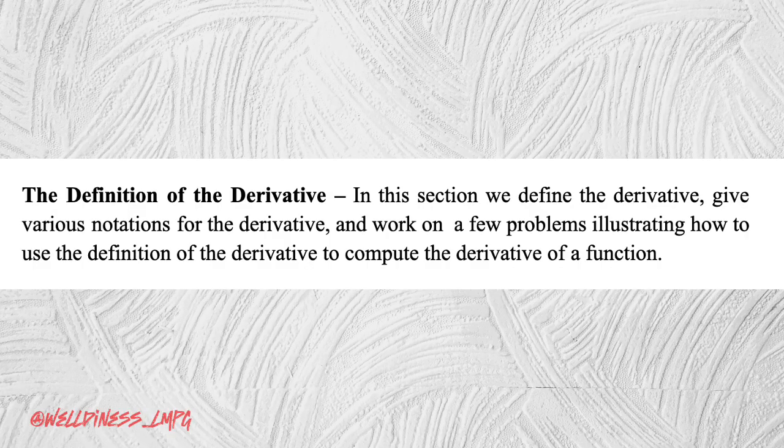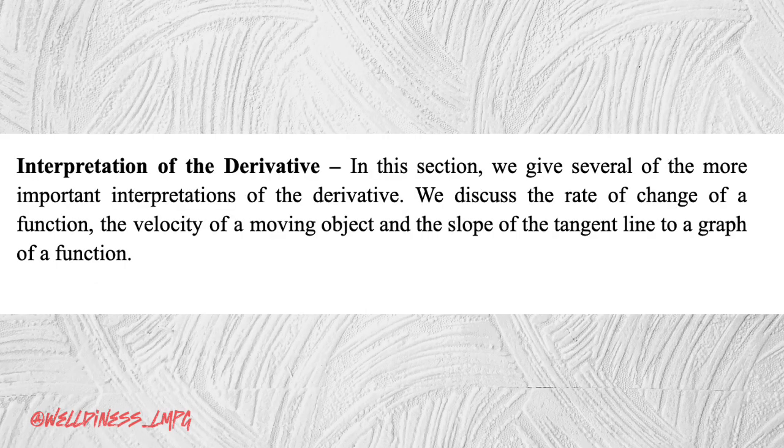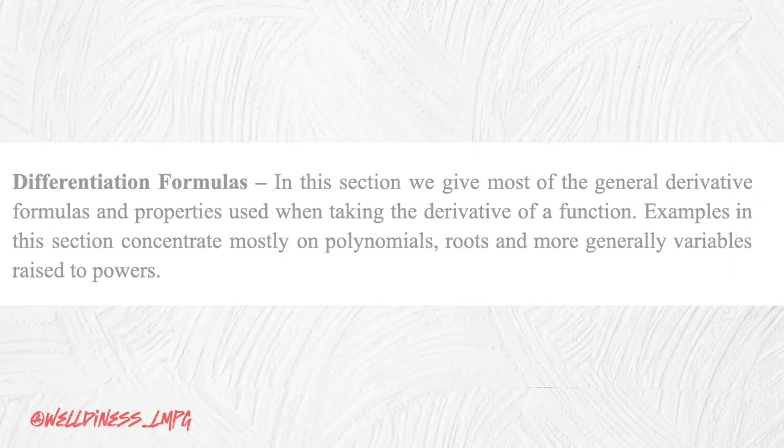So we'll start with the definition of derivative, and in this section we'll define derivative, give various notations for a derivative, and work on a few problems illustrating how to use the definition of the derivative to compute the derivative of a function. In this section, we give several of the more important interpretations of the derivative. We discuss the rate of change of a function, the velocity of a moving object, and the slope of a tangent line to a graph of a function.